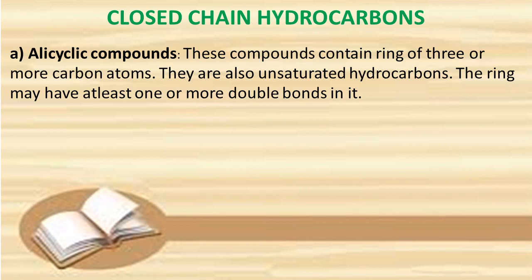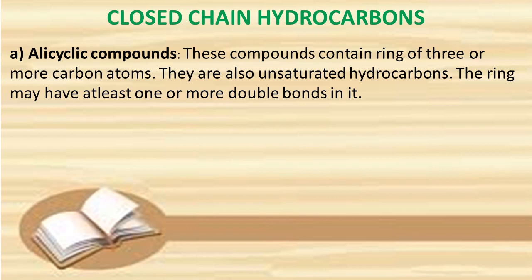What are these alicyclic compounds? Alicyclic compounds are those compounds which contain a ring of 3 or more carbon atoms. So it starts with 3 carbon atoms. And whenever you write alicyclic compounds, we use the prefix cyclo. So if it starts with 3, what is the name of the carbon compound with 3 carbons? Yes, it is prop. So what name do we use for this? Cyclopropane, because propane is an alkane compound.